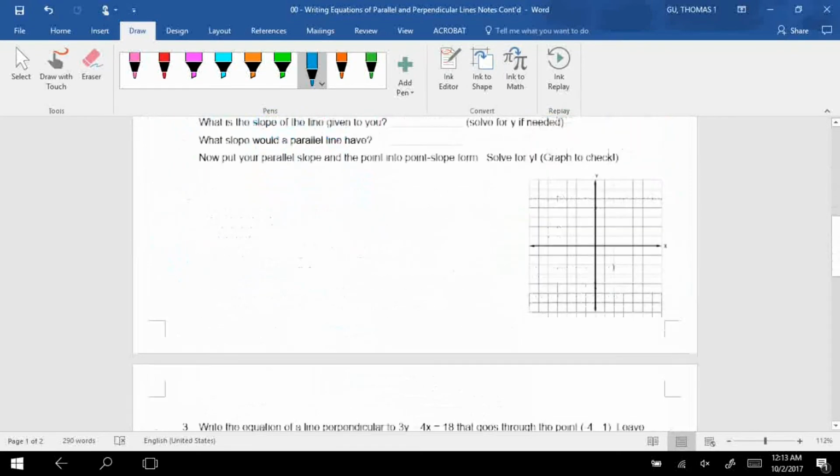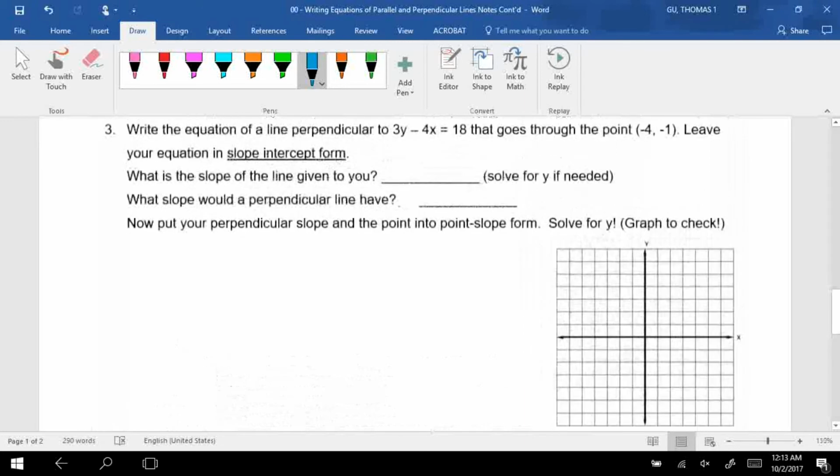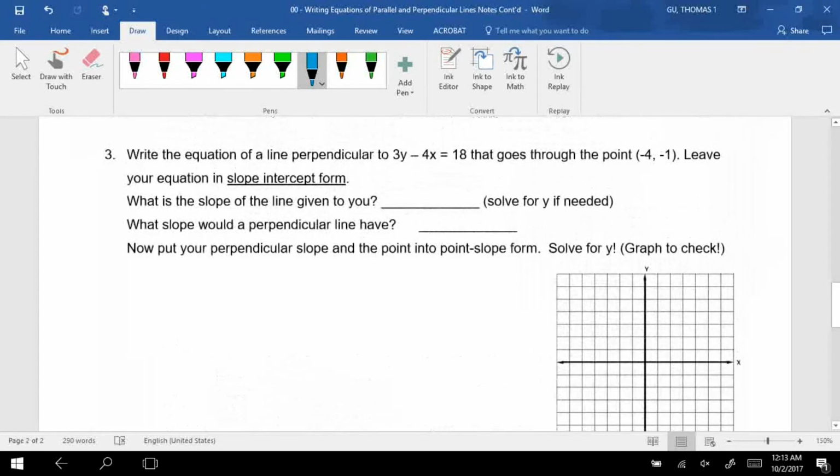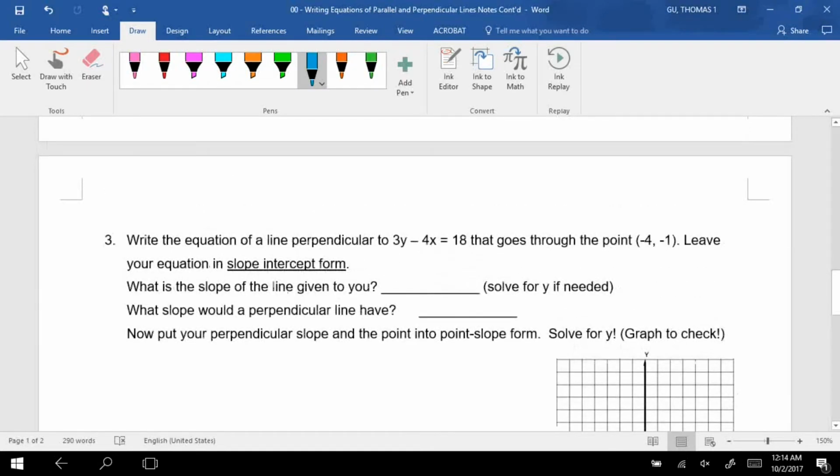And let's go over to the last example right here. Let's do it. Write the equation of a line perpendicular to 3y minus 4x equals 18 that goes through the point (-4, -1). Leave your equation in slope-intercept form. First of all, is this even in slope-intercept form? No, it's not. So let's get it into slope-intercept form by getting the y alone by itself.